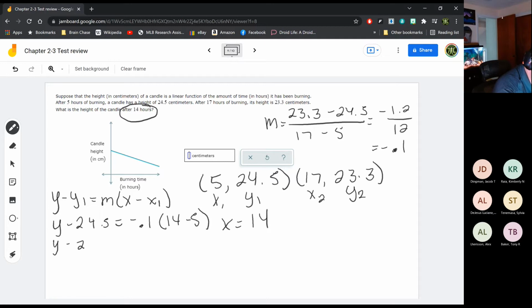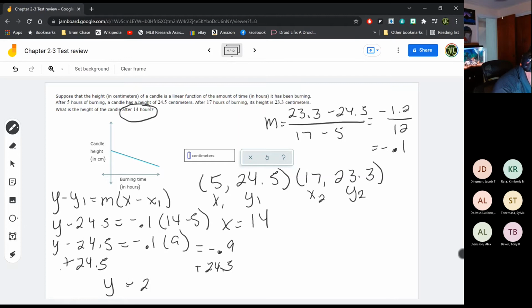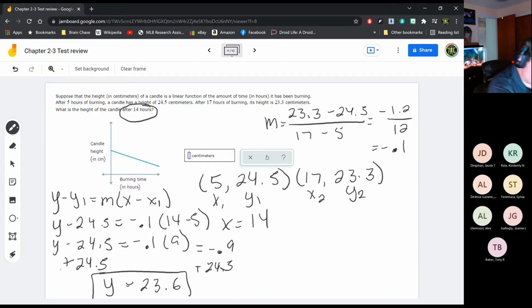So y minus 24.5 equals negative 0.1 times 9. And that right there ends up equaling negative 0.9. So I'm going to add the 24.5 to both sides. So y equals 23.6 is my answer.